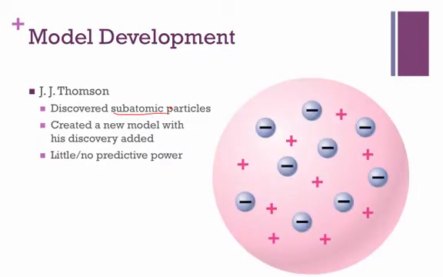If you recall, his model had the name of the plum pudding model. We don't eat a lot of plum pudding these days, but you can think of this as a chocolate chip cookie. Basically, he saw negatively charged electrons, like chocolate chips, embedded in a positively charged goo, which would be the cookie that they're attached to. And as you can see, there's more detail here than there was with the Dalton model.